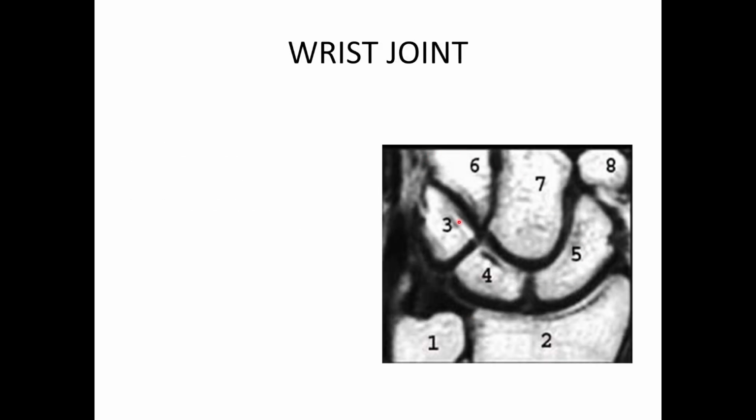Here is a wrist joint, MRI modality. 1 we have the ulna, 2 we have the radius. Now for the bones, 3 we have the triquetrum, 4 the lunate, 5 the scaphoid, 6 the hamate, 7 the capitate, and 8 the trapezoid.